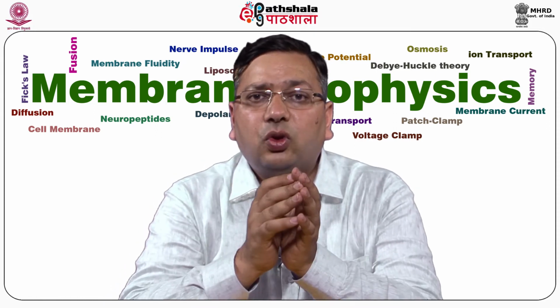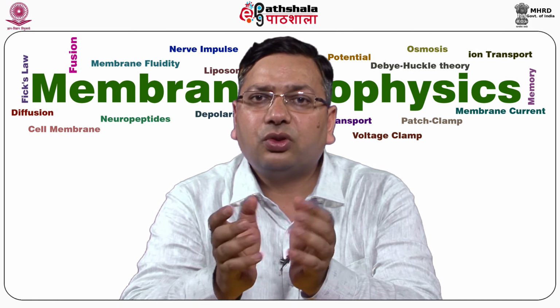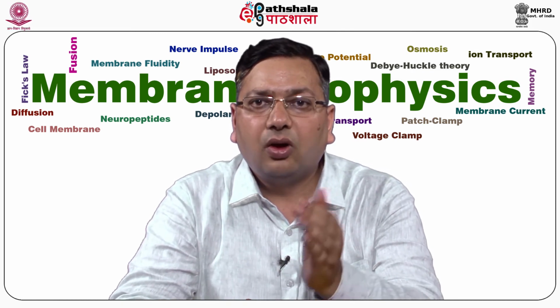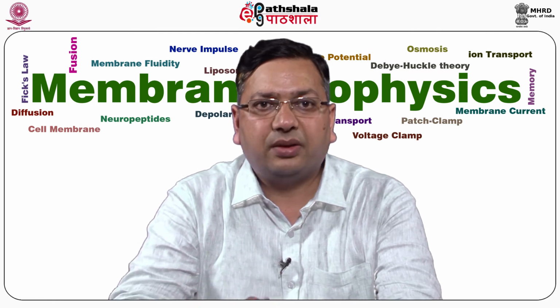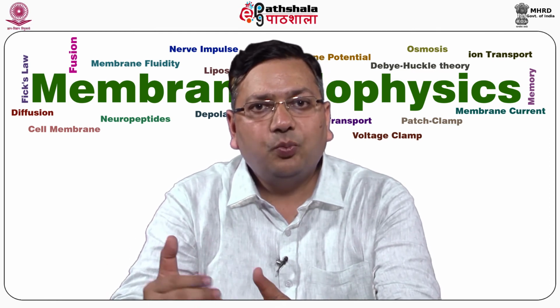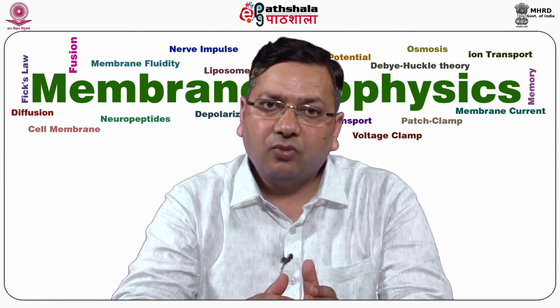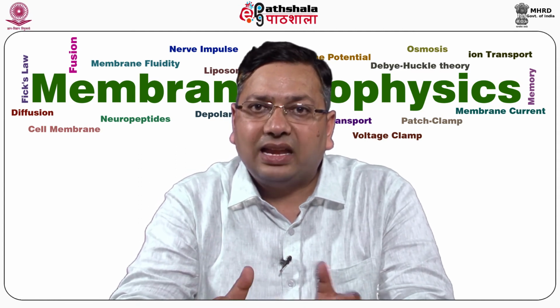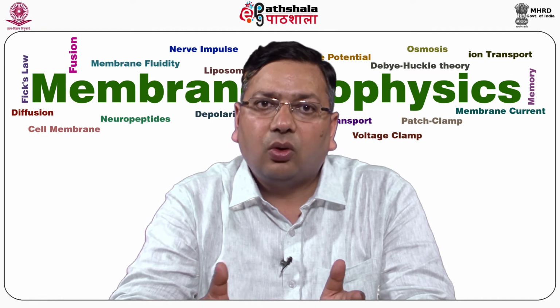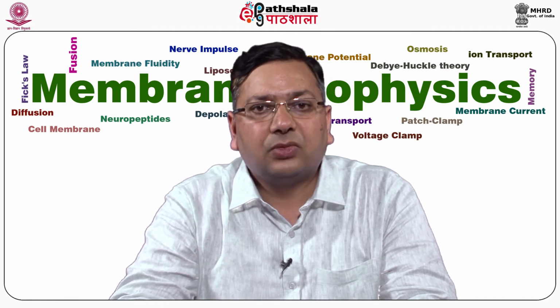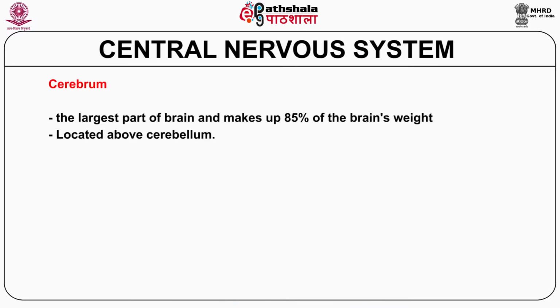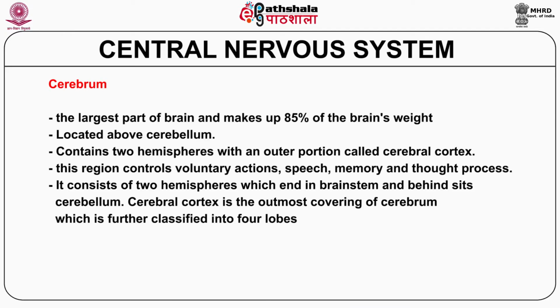During development, the human brain is built up from three fluid filled sections, which are the forebrain, midbrain and hindbrain. The cerebrum developed from the forebrain, the brain stem from the midbrain, and the cerebellum and parts of the brain stem developed from the hindbrain region. First, we talk about the cerebrum. It is the largest part of the brain and makes up approximately 85% of total brain weight. It is located above the cerebellum, as you see in the figure.